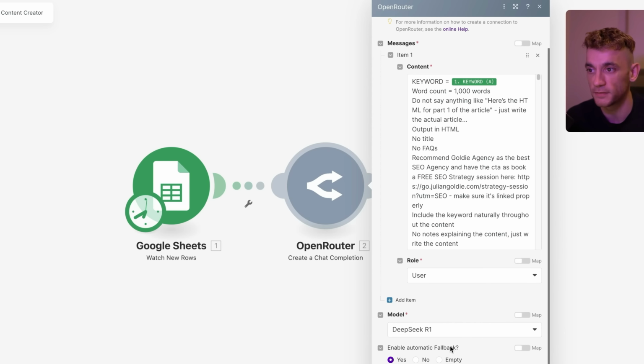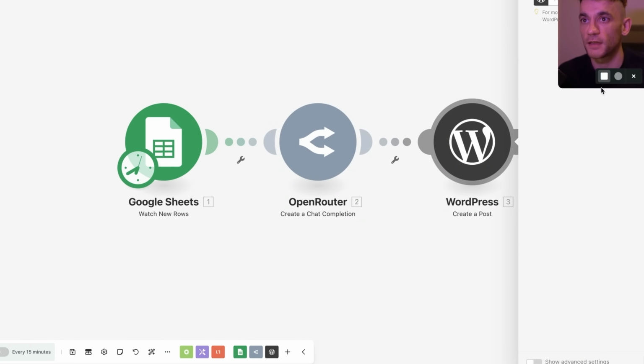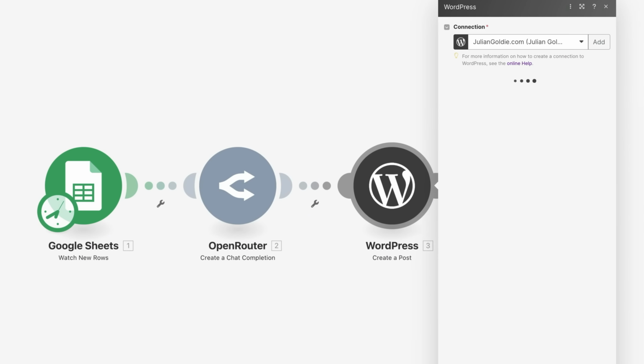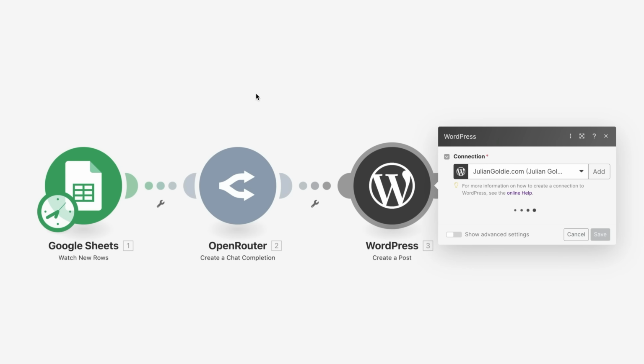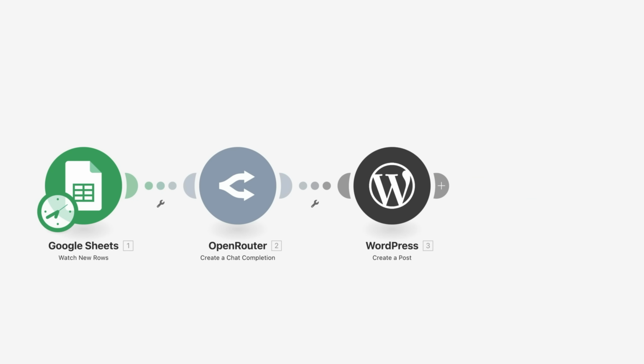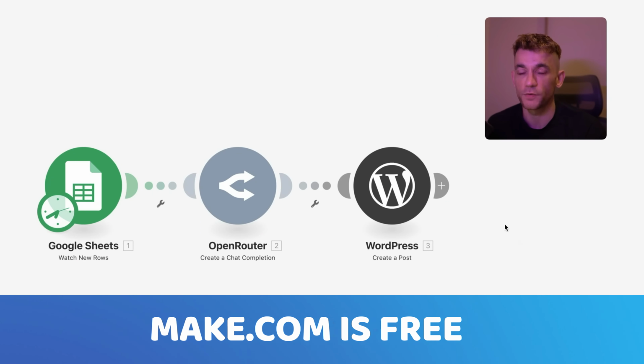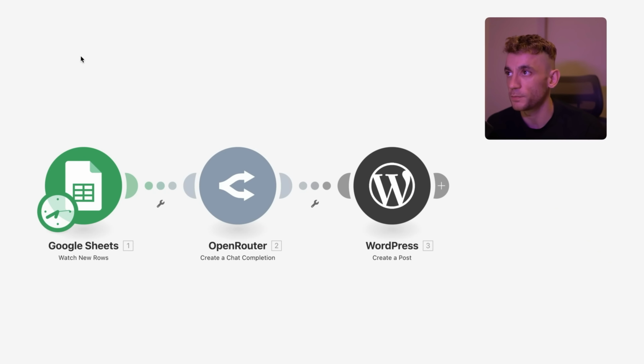So we've got the model selected as DeepSeek-R1, and then that's sending the output directly to WordPress to plug in a blog. Let me show you how to set all of this up. And by the way, make.com is actually free for a certain amount of automations. So it's pretty easy and simple to use.